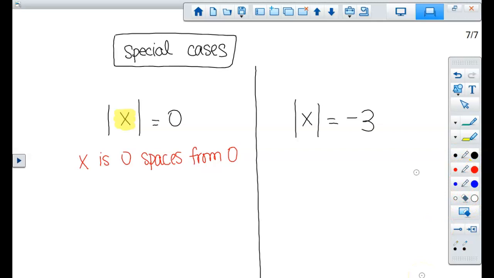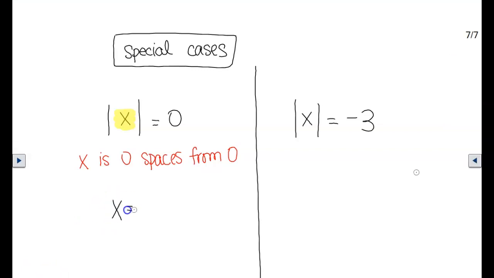So now I start thinking about what x could be. What is 0 spaces away from 0? Well, the only number that is 0 spaces from 0 is 0. So this equation only has one solution. There aren't 2 cases because I don't have a positive and a negative. I just have 0. So on this particular problem, there is only one solution, and that solution is 0. Because I can only be 0 spaces from 0.